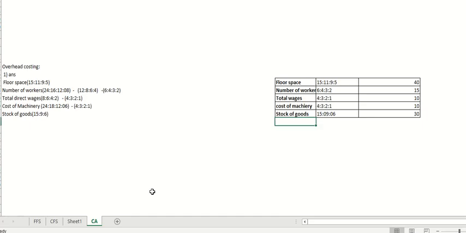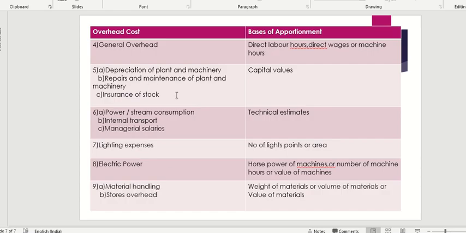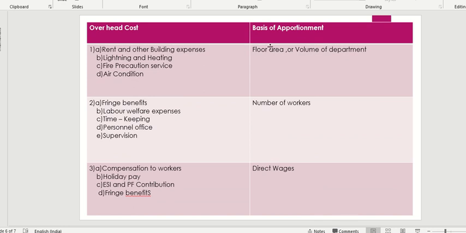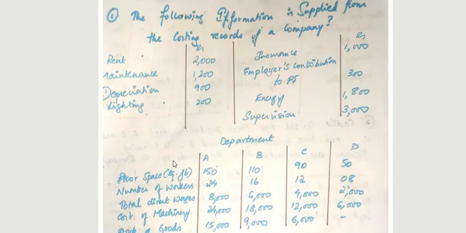As you all see, I have done the chart, right? So rent comes under which? Floor area. So your floor area, we have floor spaces 15 is to 11 is to 9 is to 5. So on the basis of floor space, the 2000 rupees can be apportioned. Your maintenance will be apportioned based on cost of machinery. Your depreciation, can it be based on floor space? No. Can it be based on number of workers? No. Total direct wages? No. So cost of machinery, depreciation is relating to the machinery. So it can be based on the cost of machinery.